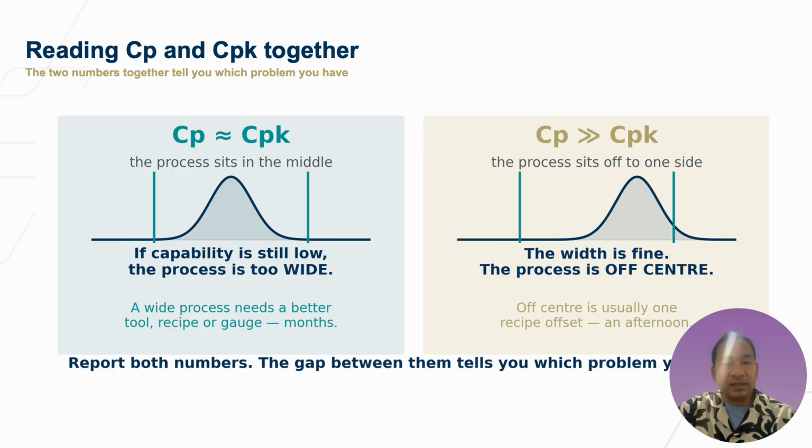The pair tells you immediately. So report CP and CPK together always. The difference between them is a diagnosis you get for free.